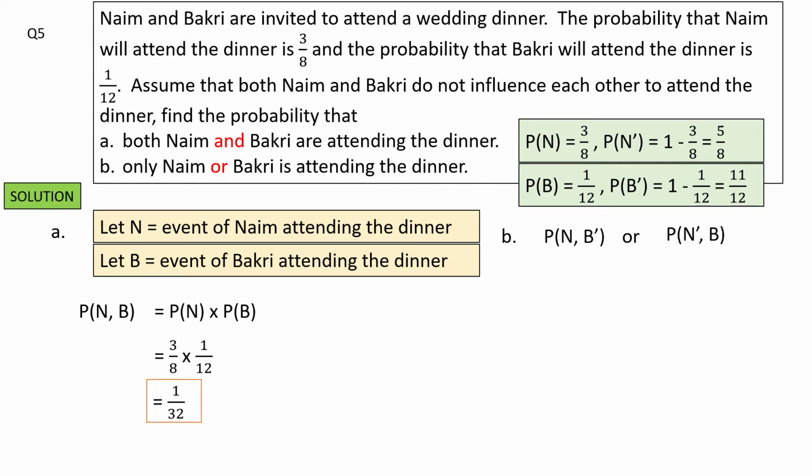So for the first possible outcome, Naim going and Bakri not going, that will be 3 over 8, the probability of Naim going, times Bakri not going, 11 over 12. Continue with the second event, where you change the word 'or' to plus. Now Naim not going but Bakri going. So Naim not going will be 5 over 8 times Bakri attending the dinner, which is 1 over 12. Okay, simplify this to get the answer.